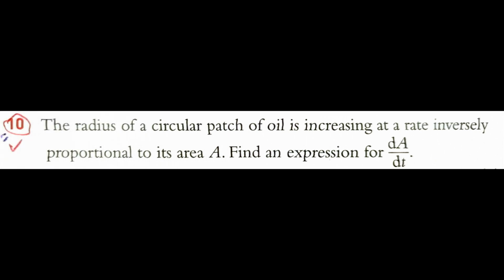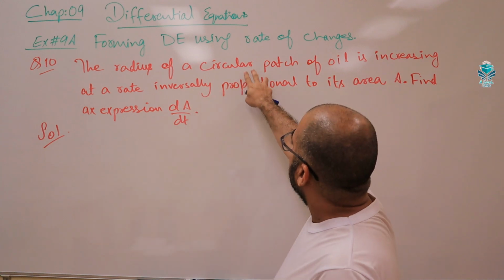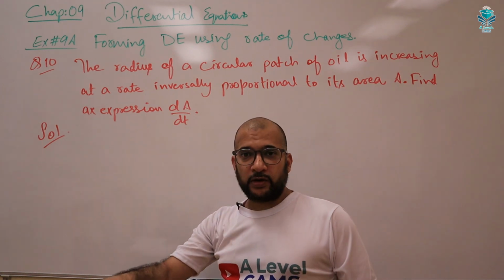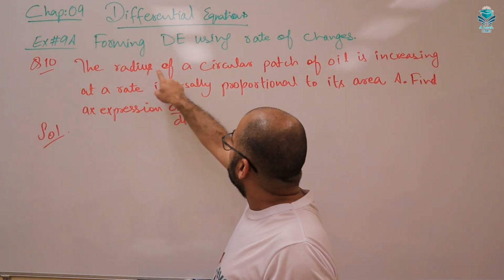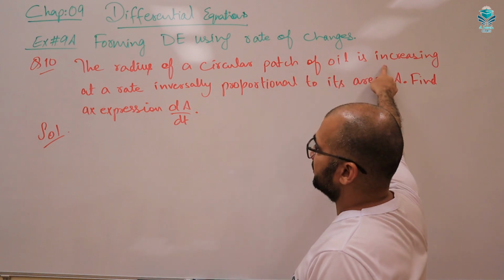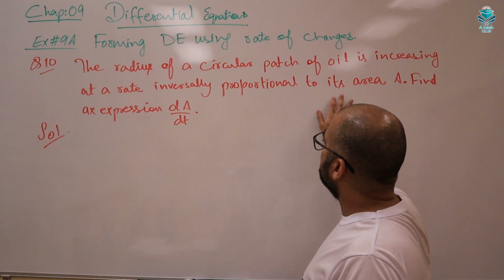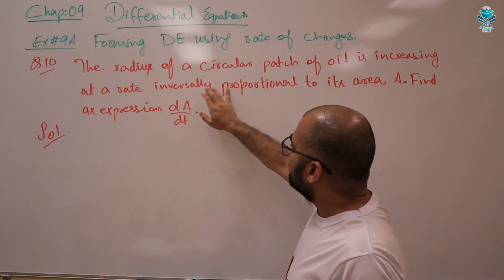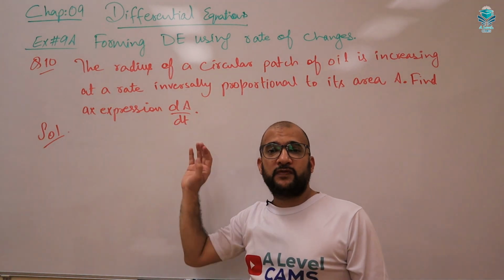In chapter number 9 of differential equations, we solve question number 10 in this lecture. The information given to us is about the radius of a circular patch of oil. Let's say oil fell down on the earth and made a circular patch in which the radius is increasing at a rate inversely proportional to its area. So find an expression in the form of dA by dt.